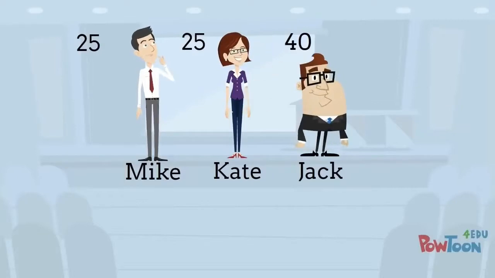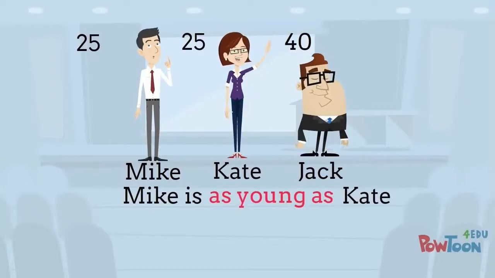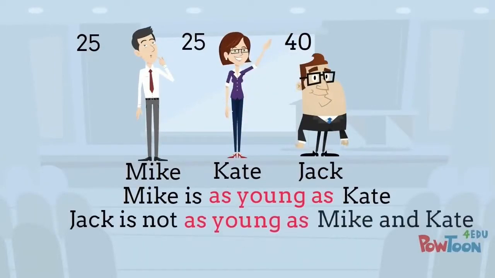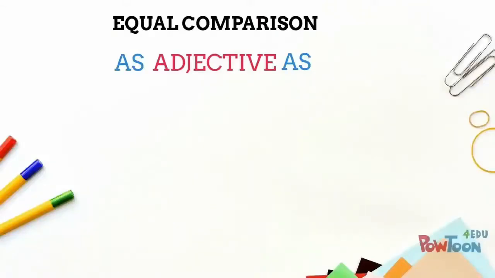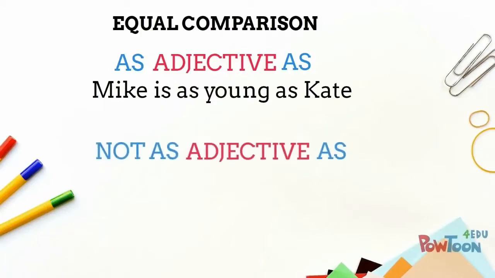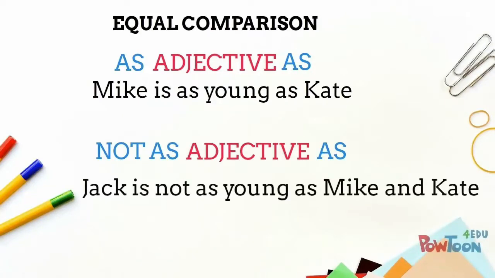Mike and Kate are 25 years old. Jack is 14. So Mike is as young as Kate. And Jack is not as young as Mike and Kate. To make an equal comparison, we use the formula as, adjective, as. For example, Mike is as young as Kate, or its negative variant, not as, adjective, as. Jack is not as young as Mike and Kate.